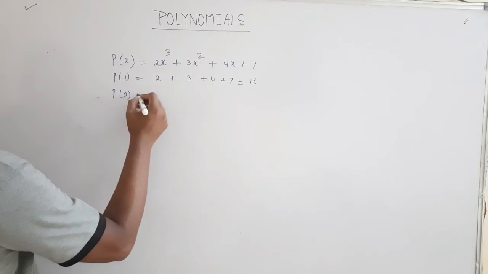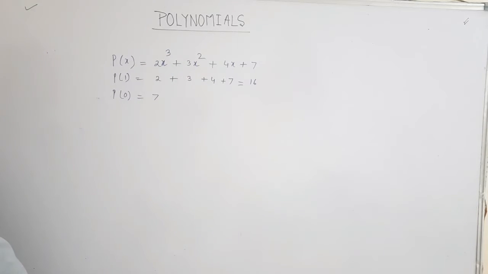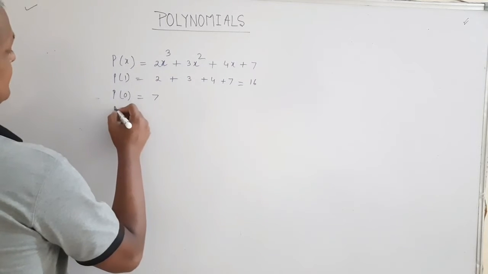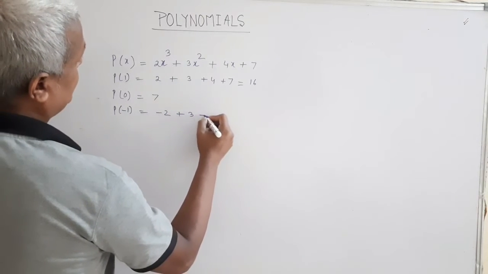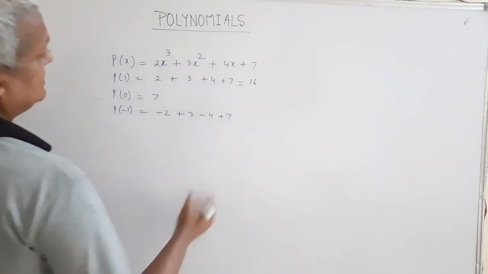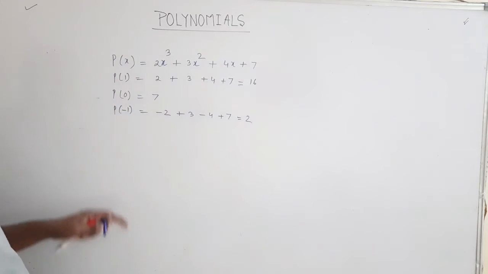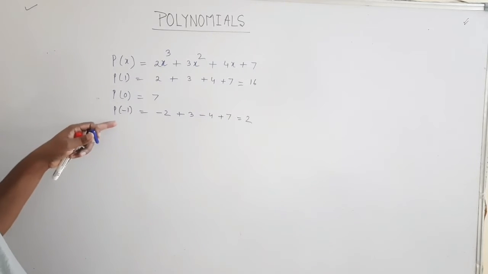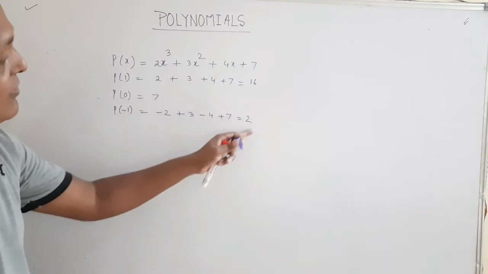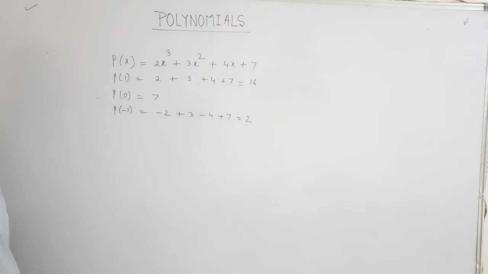If you find P(0), you get 7, because all the terms where x is involved vanish, and you are left only with the constant term, that is 7. Now if I take x as -1, then I get -2 plus 3 minus 4 plus 7. So this is -6 plus 10, this is 4. These are called the values of the polynomial. If there is any value of x for which the value of the whole polynomial becomes 0, then that value of x is called a zero of the polynomial.